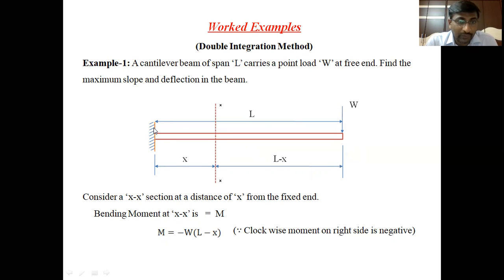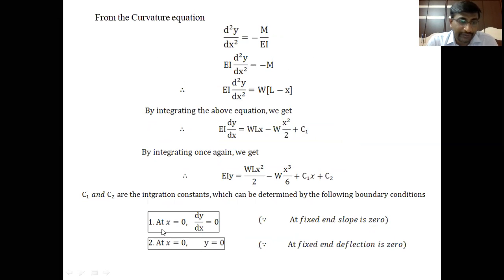If x is equal to 0, what parameters are 0 at the fixed end? I just explained that at a fixed end, the slope value is 0 and the deflection is also 0. If we apply the load, the beam doesn't deflect at the fixed end, and the slope at the fixed end is also 0 after deflection. So those are the two boundary conditions. First boundary condition: at x is equal to 0, dy by dx is equal to 0. That means at the fixed end, the slope is 0, dy by dx or theta is 0.